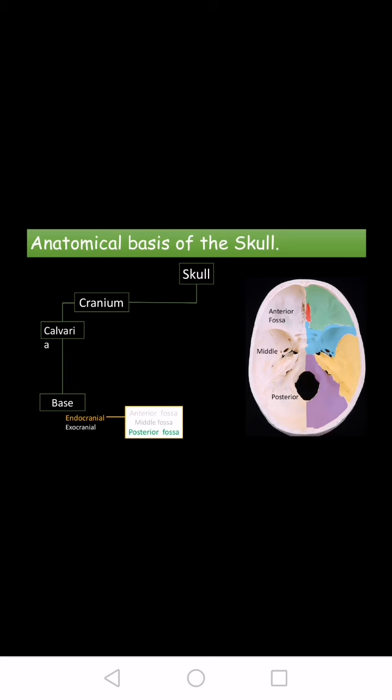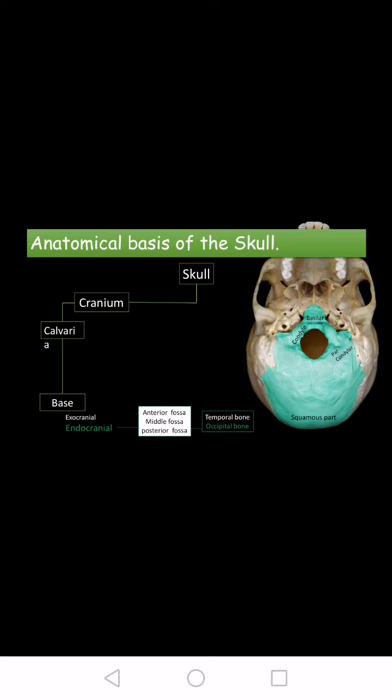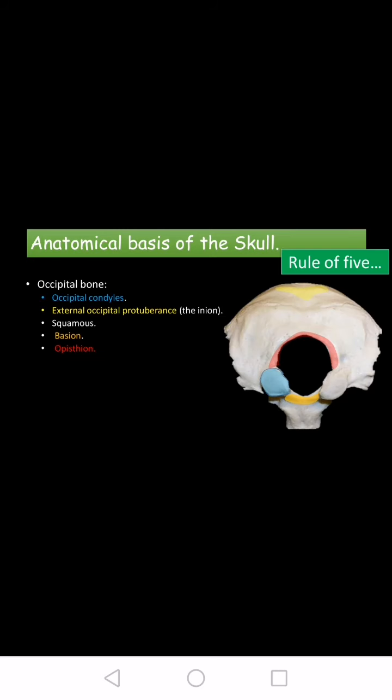And finally, the posterior fossa is made of temporal bone and the occipital bone. We talked about the temporal bone. The occipital bone is made of five components as well. It contributes to the clivus and forms an important foramen, which is the foramen magnum, as you can see here, and it has the occipital condyle. It has the squamous part, of course, the third part, the base and the opisthion, which are the foramen magnum boundaries.